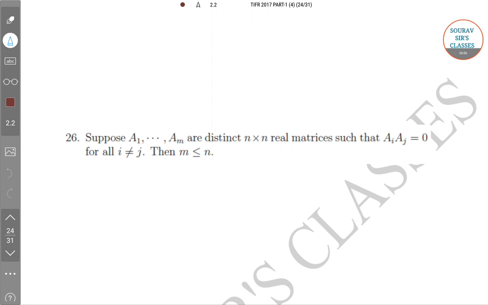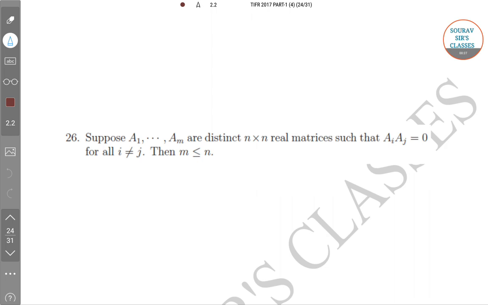Today we'll be solving part 1 of the TIFR Maths question paper of year 2017. We have solved question numbers 1 to 25 in the earlier videos. Today we'll be solving question number 26, 29 and 30 from the same paper. So let's begin with question number 26.